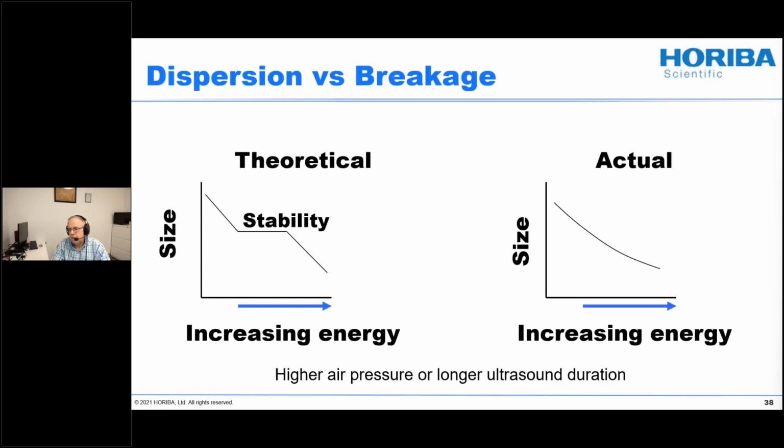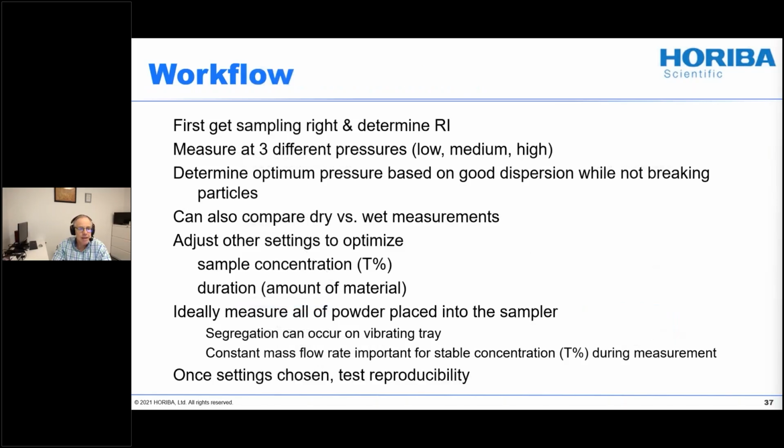All right, how can you determine the difference between particle break from ultrasound and particle agglomeration? Let me go back one slide, sorry. First, you need to decide a refractive index and get your sampling right, so that when you repeat measurements on the same sample, you're getting the same number twice. You may not be happy with the number, but at least you're getting this repeatability.